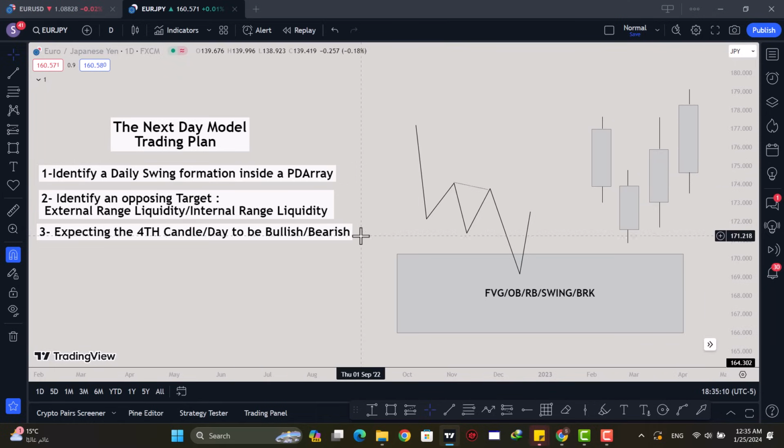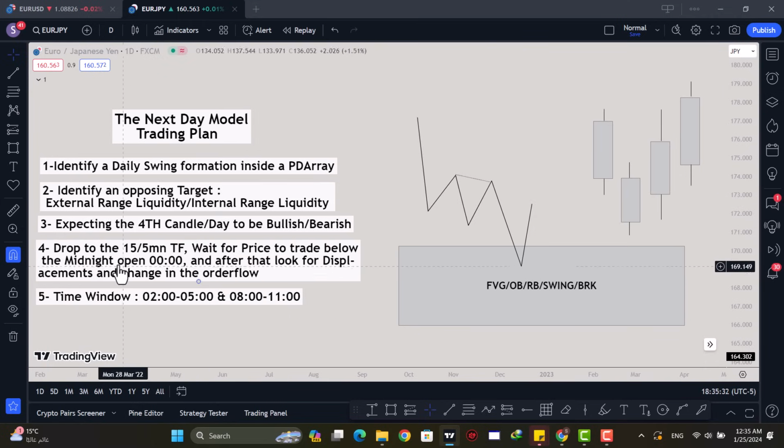And after finishing these 3 steps, and we have a pretty good idea of the next day, whether it's going to be bearish or bullish, right? Now all we have to do is to execute. And let's move on to the 4th step. So the 4th step, you need to drop to the 15-minute or the 5-minute time frame. So we are talking about this day right here only.